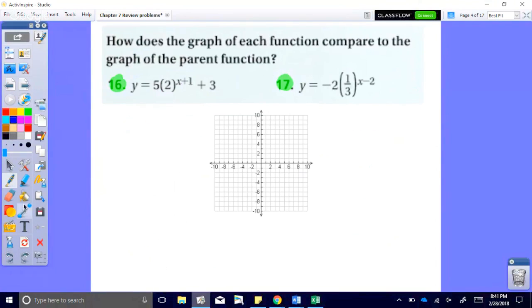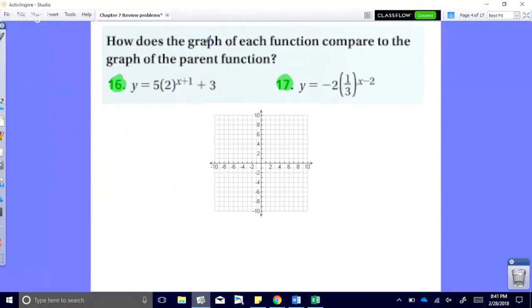All right, the next couple ask you to determine how the equation compares to the parent function. First thing I notice on number 16 is there's a 5 out in front. The times 5 tells me this is going to stretch. I then have a plus 1 with the x, which tells me it's going to go left or right, and it always does the opposite, so it's going to go to the left one. And the plus 3 on the outside tells me this is going to go up 3.